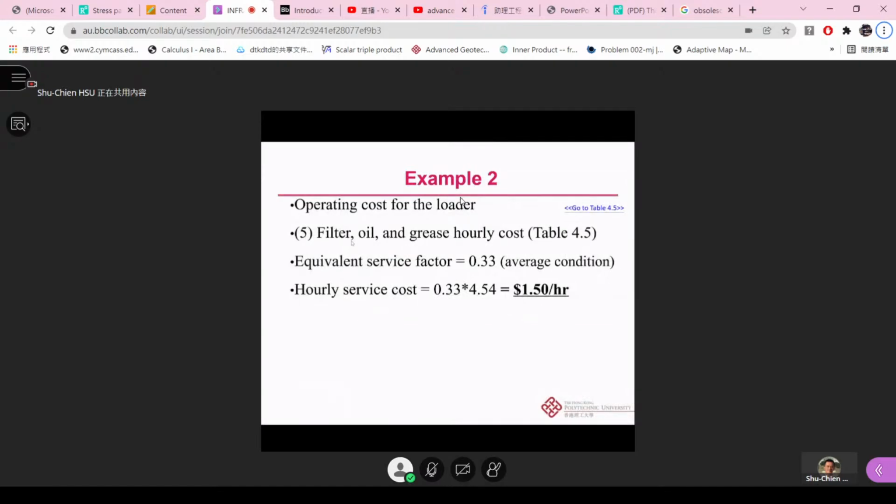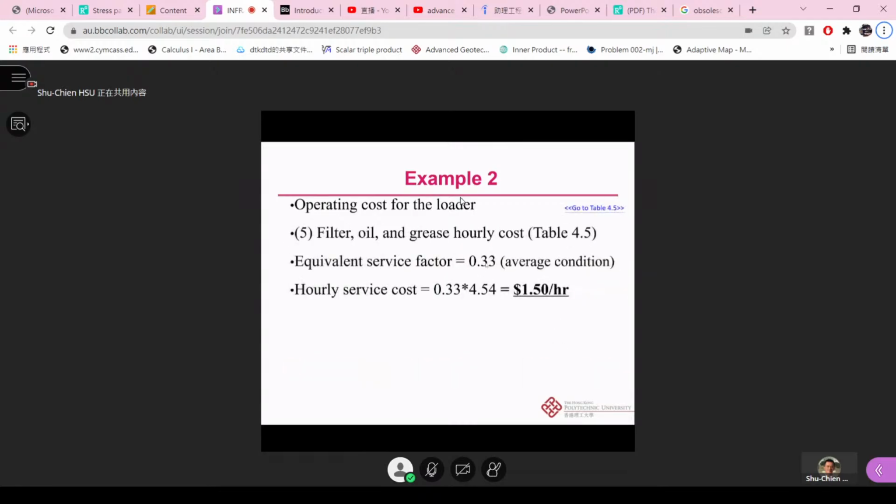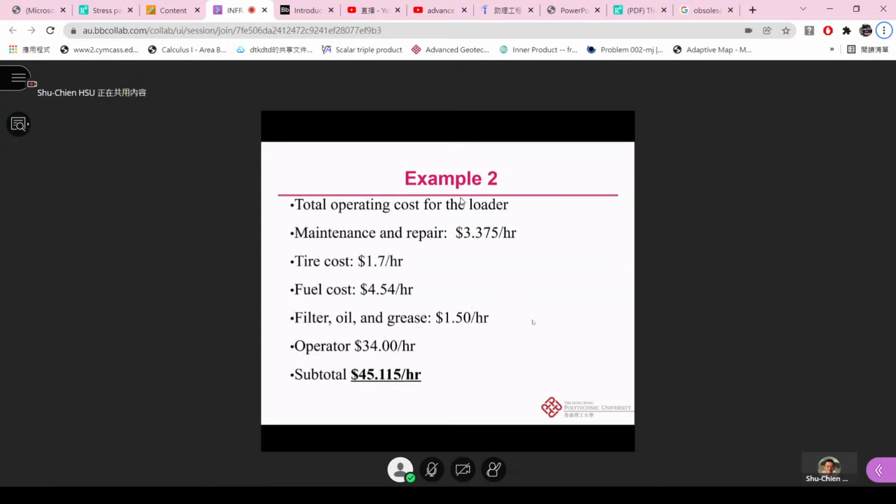And for the filter, oil and grease hourly cost, the equivalent service factor at average condition is 0.33. We just use 4.54 times this 0.33. Then we can get the hourly service cost for the fuel filter and the grease as $1.5 per hour.